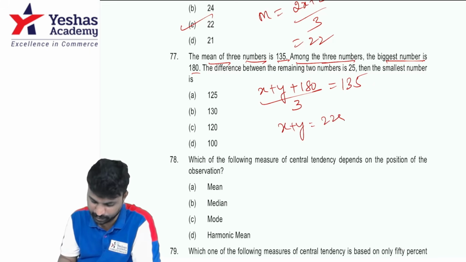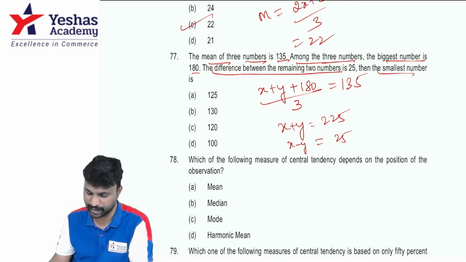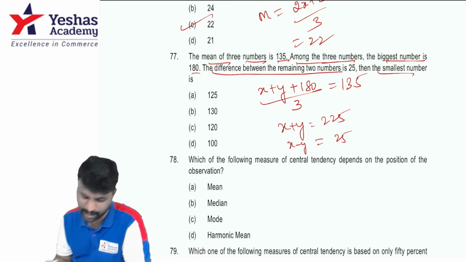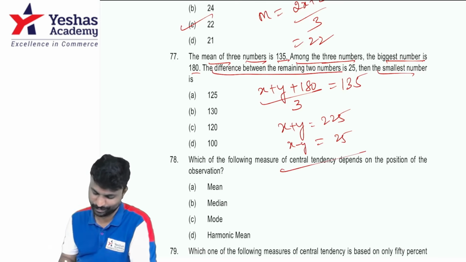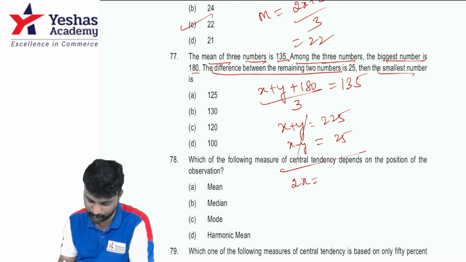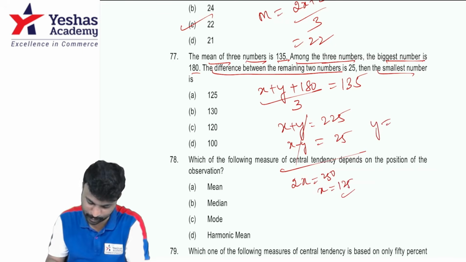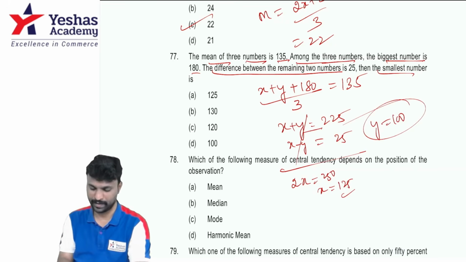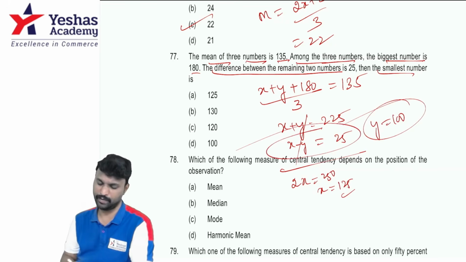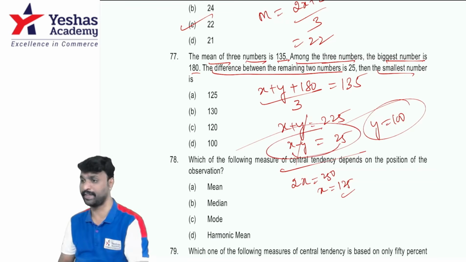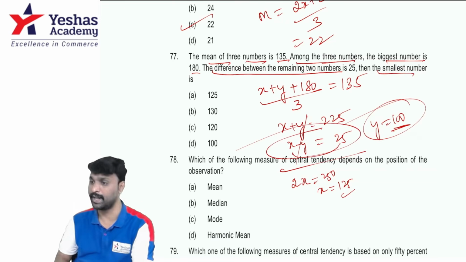And also they have said the difference between the remaining two numbers, that means x minus y is equal to 25. They're asking us to find the smallest of the three numbers. First of all, let me cancel this y and y. So I get 2x is equal to 250. So x is equal to what? 125. If x is 125, definitely y has to be 100. Correct? Because if I substitute x as 125, 125 minus 25 is equal to y, which is 100. So the smallest number is definitely 100.